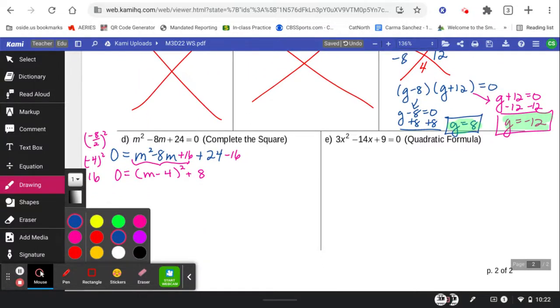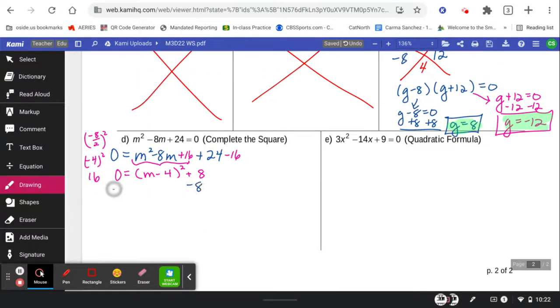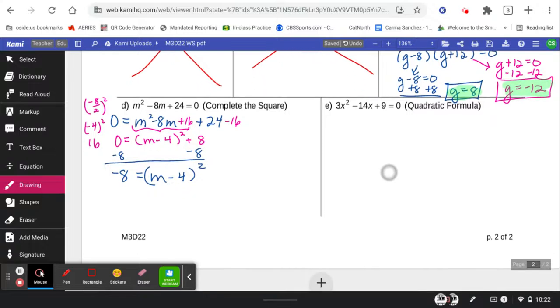Now, that's vertex form, but I want to keep going and solve. So let's move the 8 over. Uh-oh, I got a negative coming. This should be interesting. So now that I've isolated the m minus 4 squared factors, I am going to square root both sides. What the heck is the square root of negative 8?